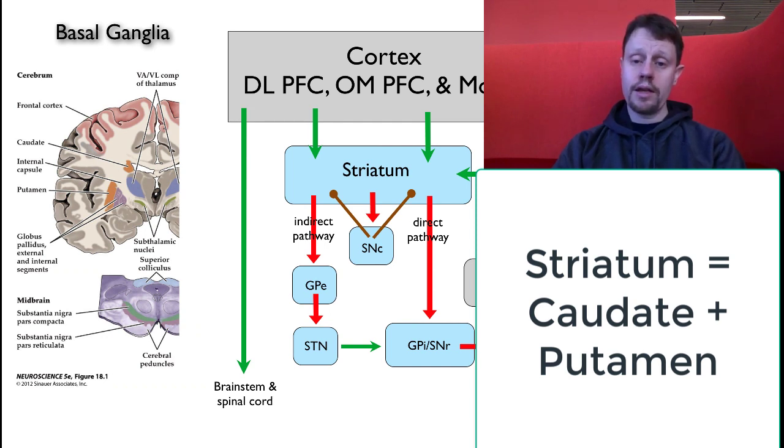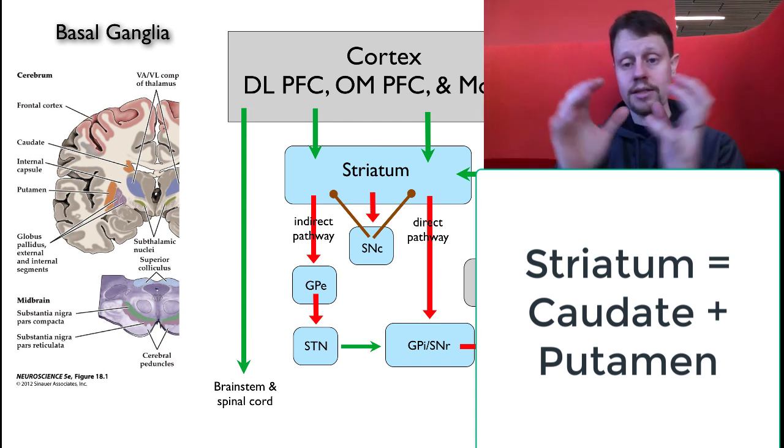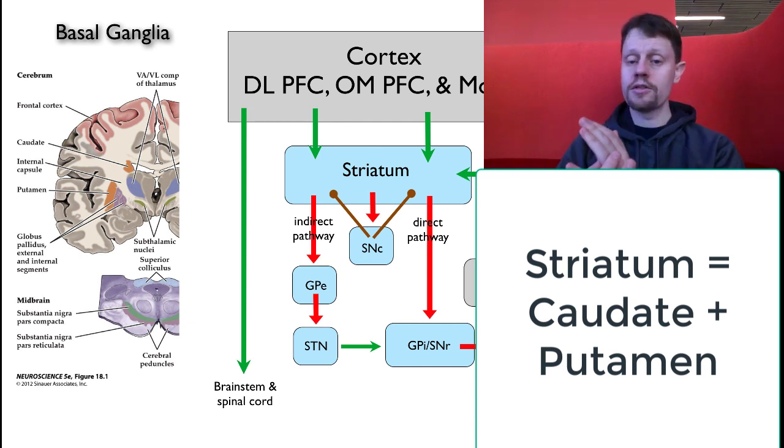This is a very complicated slide showing a lot of the functional connectivity between the basal ganglia, but the important thing to notice here is that the striatum is dead center. That's the caudate and the putamen. Collectively they are called the striatum, or sometimes the dorsal striatum, a term that we'll return to later on in the semester.